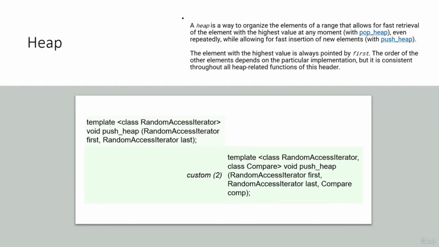A heap is a way to organize the elements of a range that allows for faster retrieval of the element with the highest value at any moment. The element with the highest value is always pointed to by first. The order of other elements depends on the particular implementation of the heap. Basically, this is a simple template to initialize a heap in your programs.